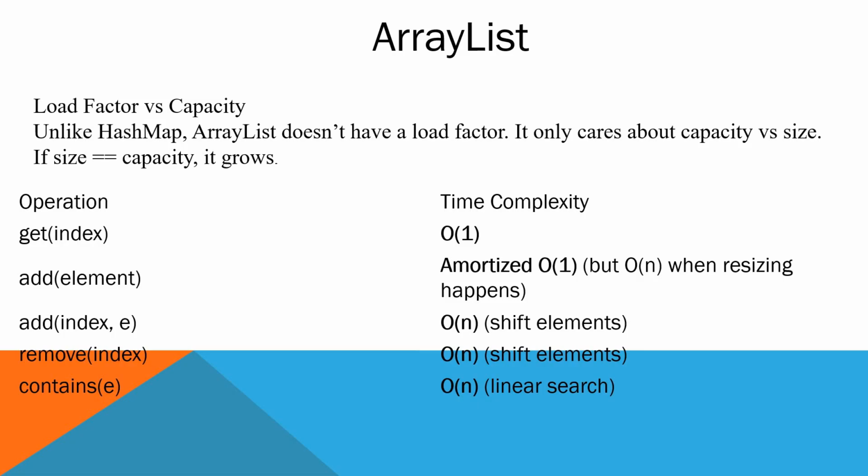Clear? So when does ArrayList grow? It grows when size equals capacity. If both match, then only it will grow. Otherwise it will not grow. It will keep the default only.